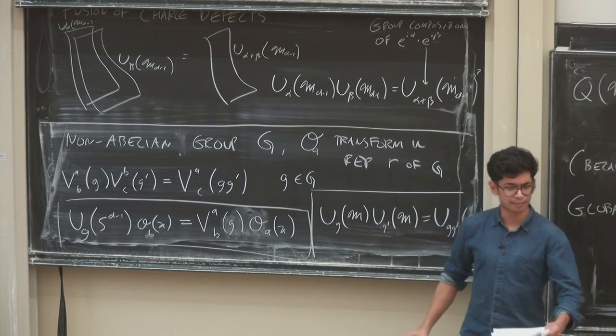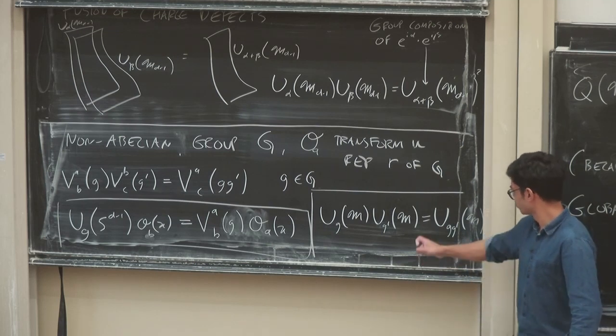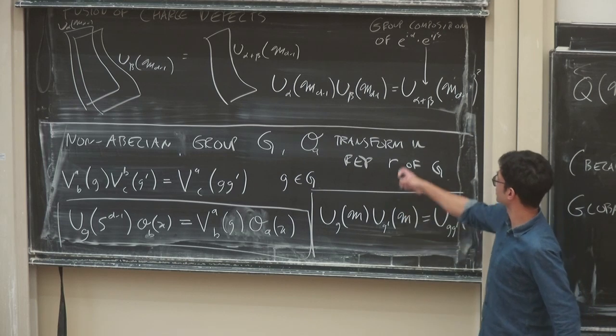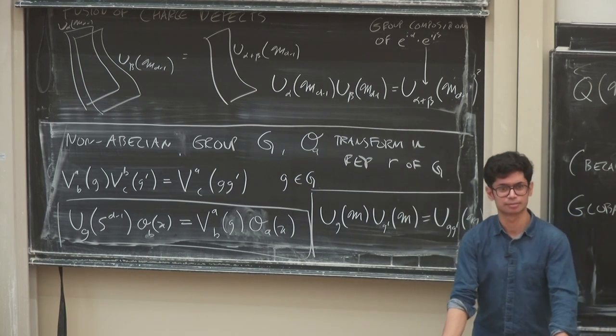Okay. There's something very different about this formula versus that formula. The fusion rule that I had, this formula versus this formula. What is the difference? Anyone?